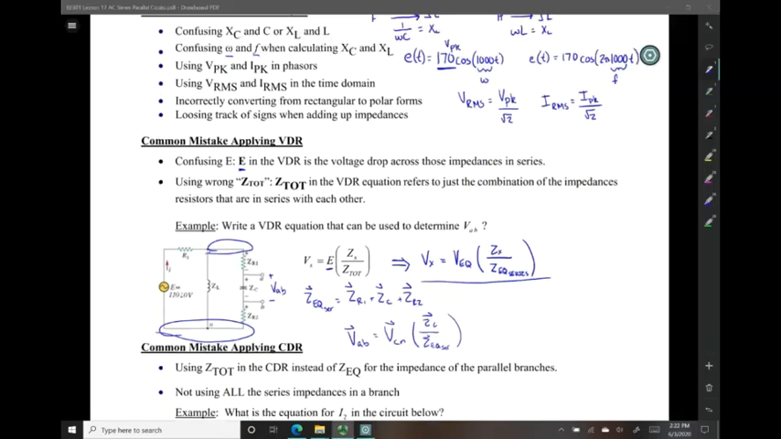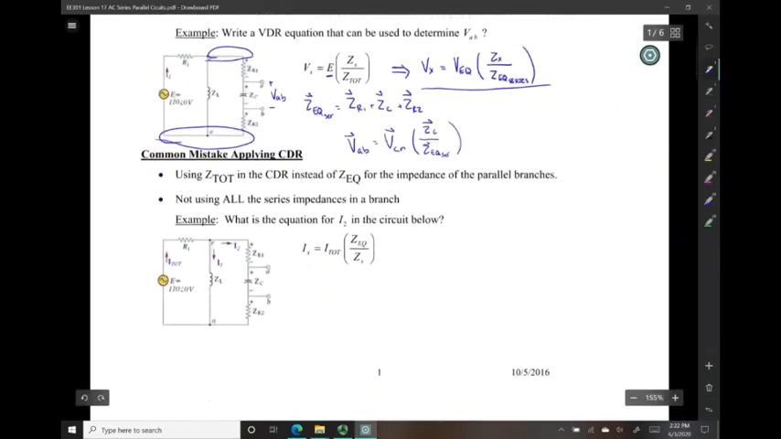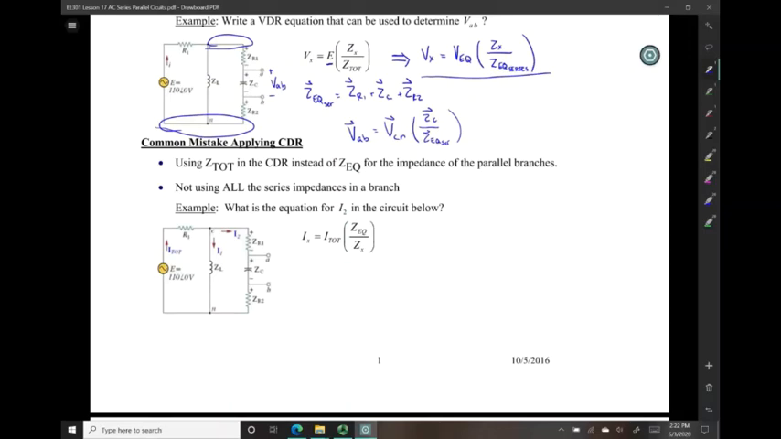Moving on to the current divider rule, a couple mistakes that we often see is I total. A lot of times we think of I total as the current that comes from a source. A better way to think of that would actually be the current that feeds into our parallel element. So I'm going to label it I equivalent parallel, and then we have Z equivalent over Z of X. And again, this lines up with what we have on the equation sheet.